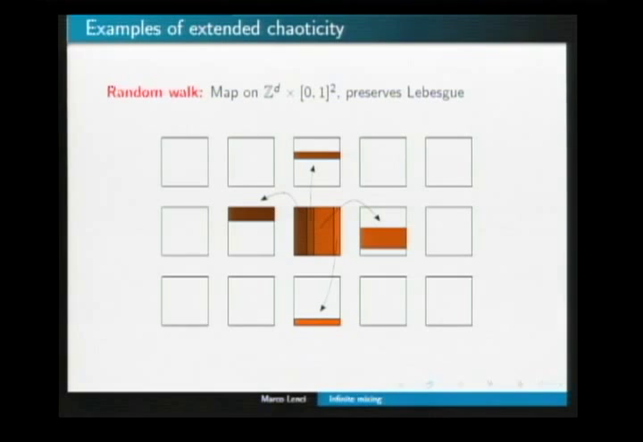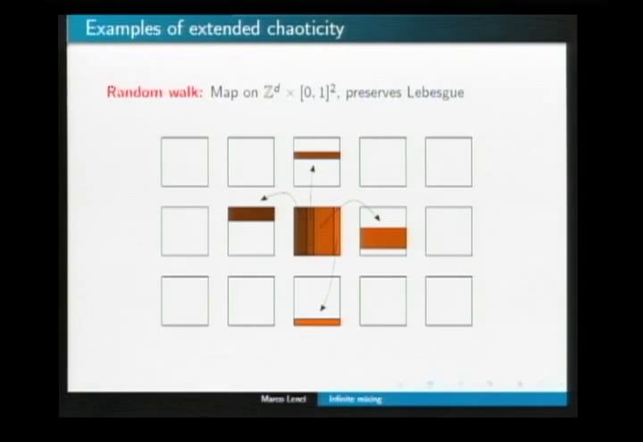You have to think that these rectangles are stretched horizontally every time to make them equal to, you know, to stretch them to length one horizontally. So it's a Baker's map, but these rectangles do not get mapped into themselves, but to neighboring cells, or even second neighboring cells or anything like this.